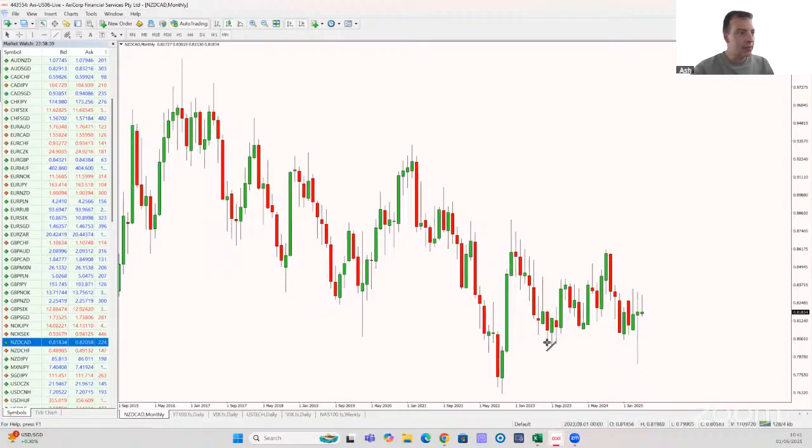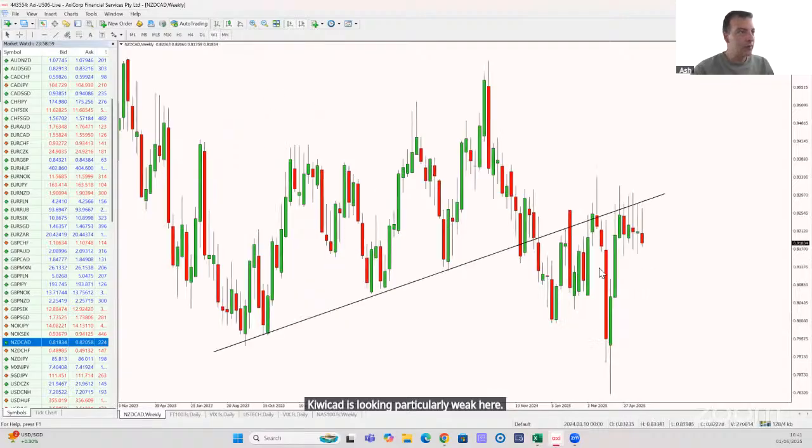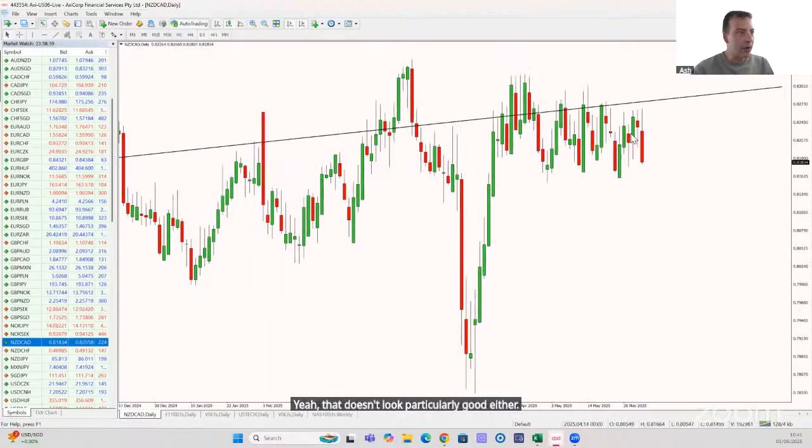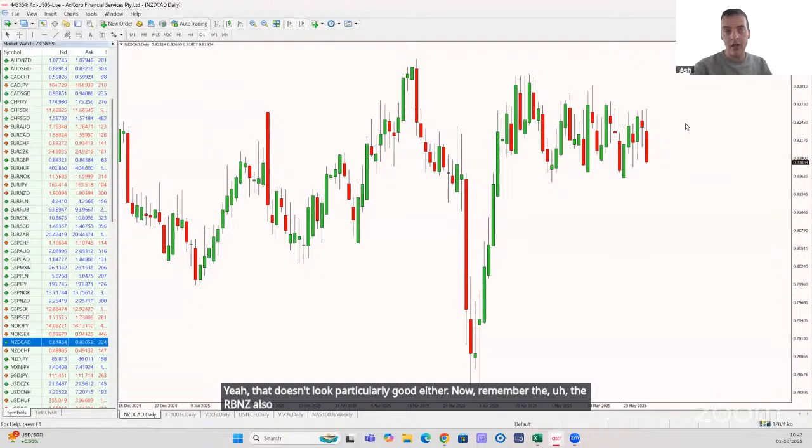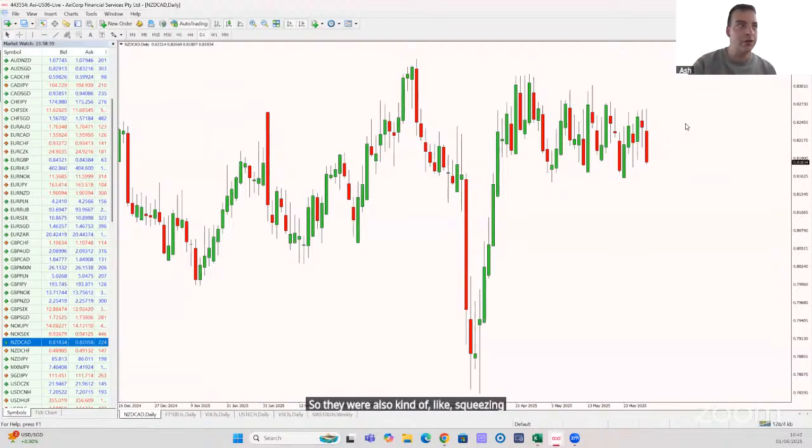Kiwi CAD is looking particularly weak here. Yeah, that doesn't look particularly good either. Now, remember the RBNZ also lowered interest rates last week, so they were also kind of squeezing down their differential.